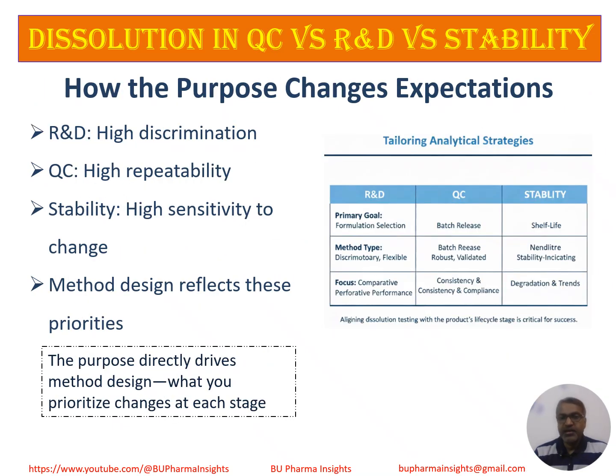Across the product lifecycle, the dissolution method must balance discriminatory power and robustness. Each stage has different tolerance for variability. R&D prioritizes high discrimination to detect formulation differences. QC demands high repeatability and minimal variability. Stability requires high sensitivity to trend small changes over time. So, while the test may look the same, the purpose is different at each stage, and that purpose drives method design. What you prioritize in R&D, QC, or stability must change accordingly.